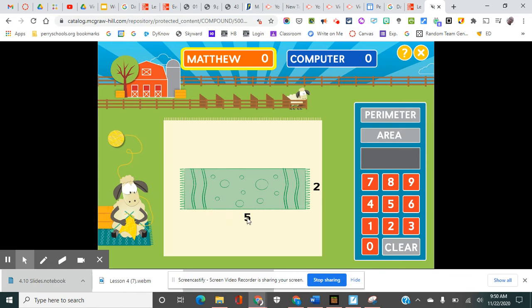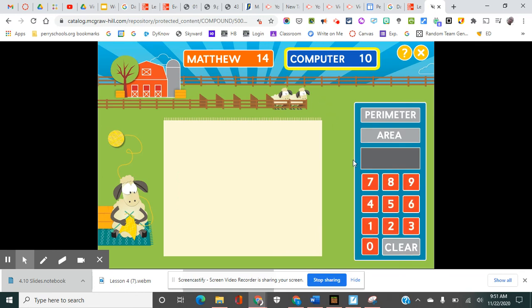So perimeter is going to be 5 plus 2 plus 5 plus 2. So 5 and 5 is 10, 2 and 2. It's going to be 14 for the perimeter. The area would be 5 times 2. So I'm going to go, the perimeter is more. So I need to type in the perimeter and then pick perimeter. And I got 14 points. All right, let's see what the computer does.